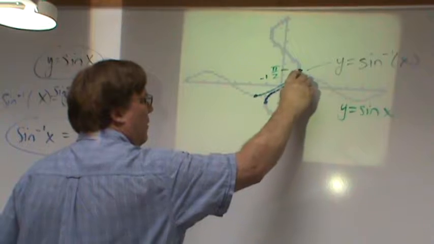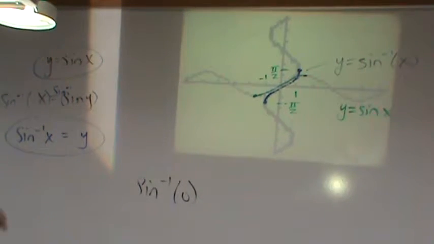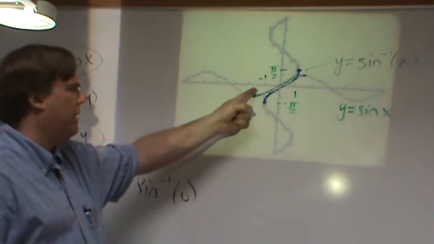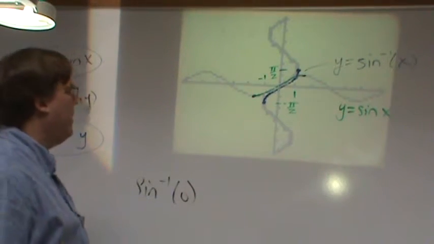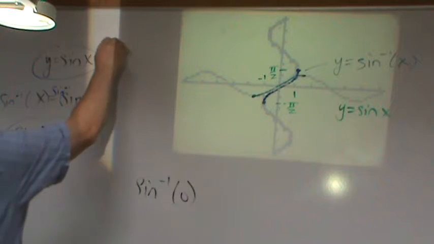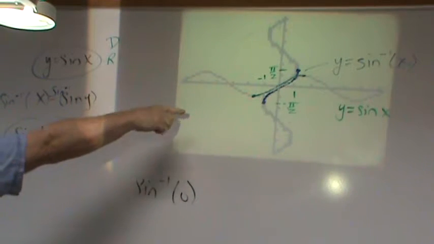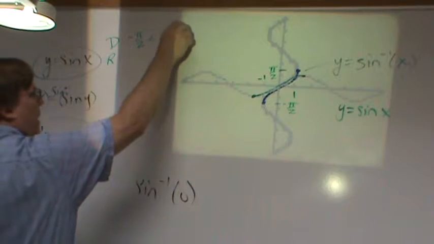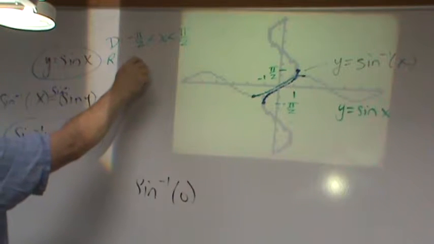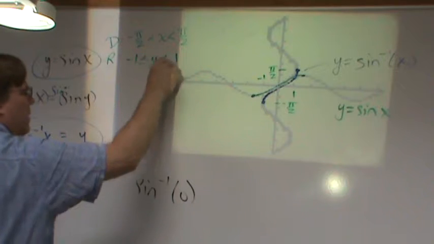Here's my sine curve. I'm going to have to make sure my sine curve is 1 to 1, so that the inverse of this green sine curve, which is the blue inverse sine curve, is a function. And so looking at the sine of x, I have to designate my domain of y equals the sine of x to be -pi/2 to pi/2. And my range is going to be from -1 to 1.